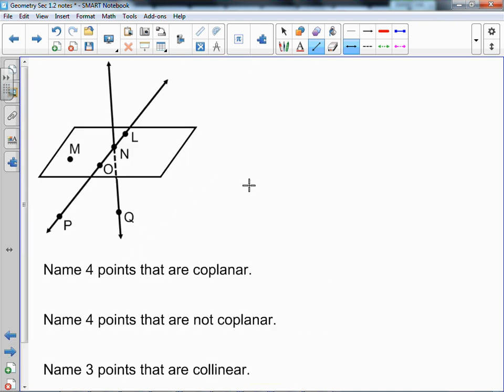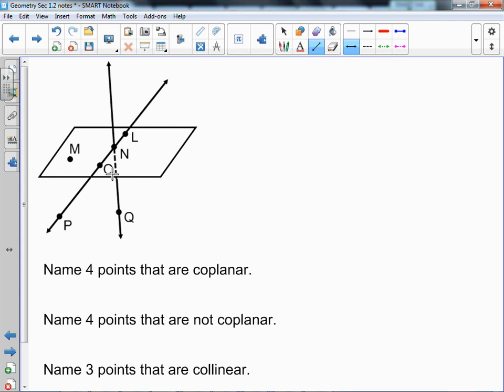So here we have an example. We want to name 4 points that are coplanar. So 4 points that are on the same plane. So here's our plane in the diagram. So we got M, L, N, O, all on that plane.